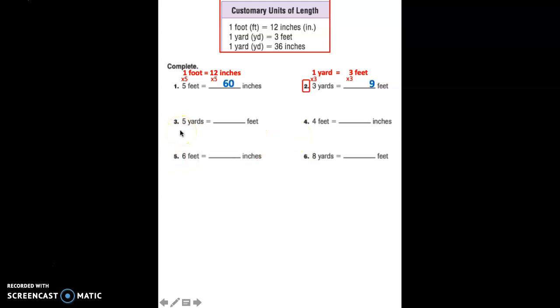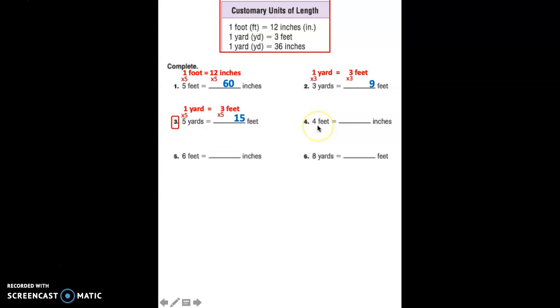Let's try number 3. 5 yards equals blank feet. I know 1 yard equals 3 feet. 1 times 5 equals 5. So I must multiply 3 times 5. So 5 yards equals 15 feet.